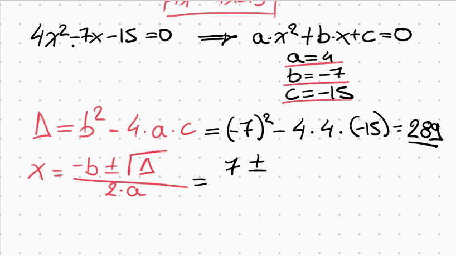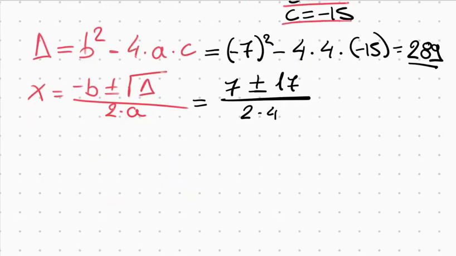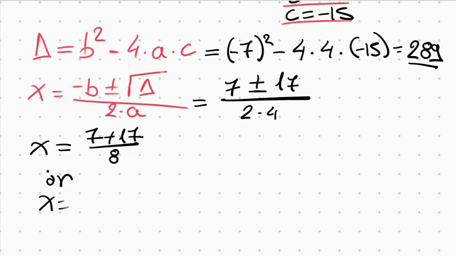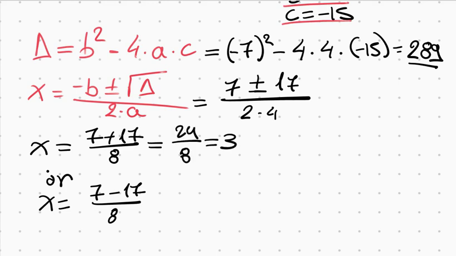If you place this in your calculator, you will find the square root of 289 is 17, divided by 2 times 4, which is 8. So what we get is x equals 7 plus 17 divided by 8, or x equals 7 minus 17 divided by 8. And that would be 24 divided by 8, which is 3. And that would be 7 minus 17, which is minus 10, divided by 8, would be minus 1.25. And basically you have your solutions.